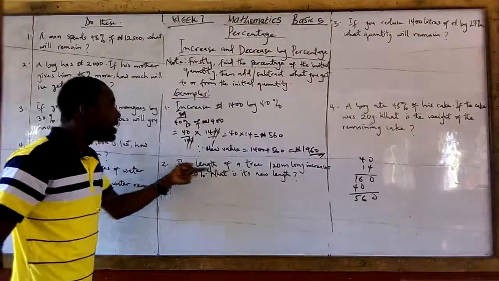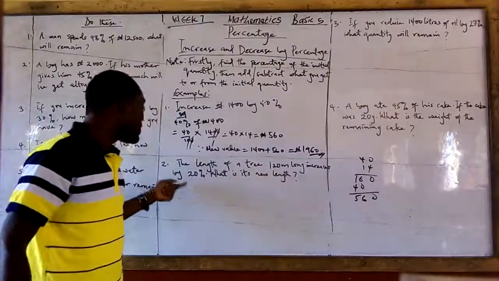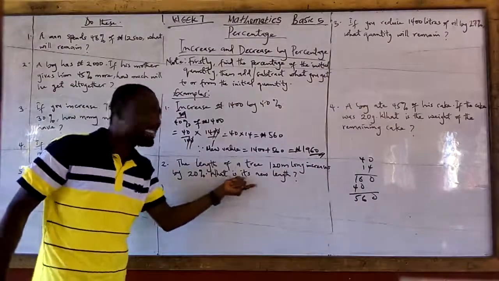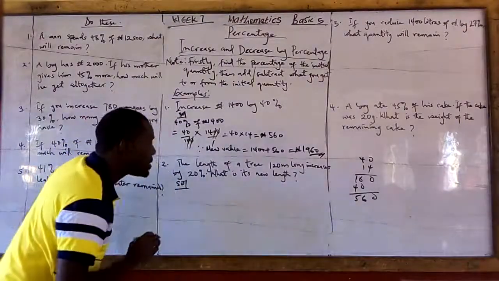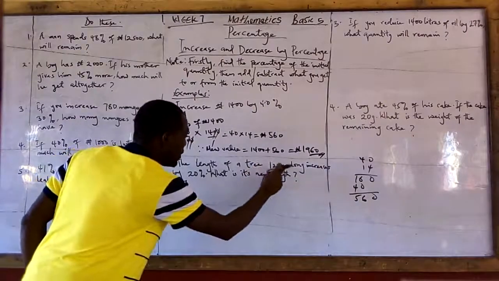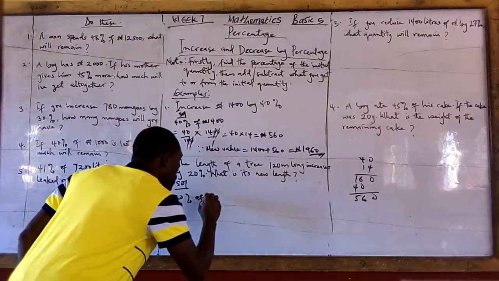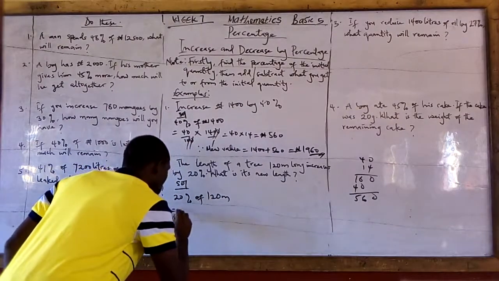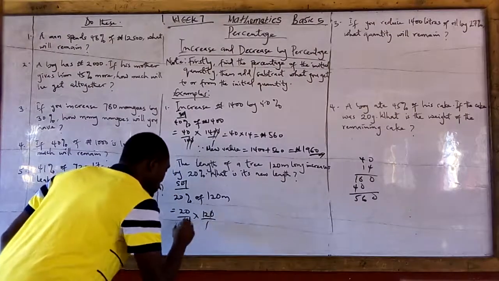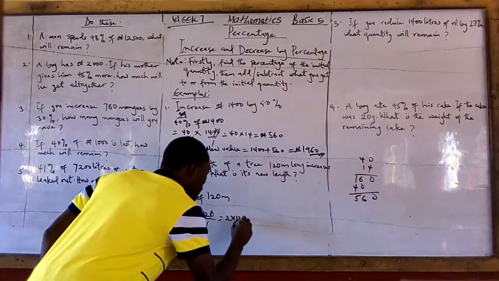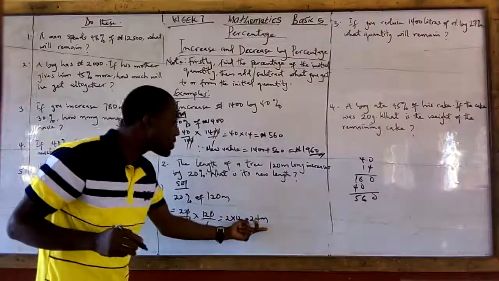Now, let's go to number 2. The length of a tree is 120 meters long. It increases by 20%. What is its new length? Now, solution. The value is 120 meters long, and the increase is 20%. That is 20% of 120 meters, which equals 20 over 100 times 120 over 1. 0 cancels 0. 0 cancels 0. Which equals 2 times 12, and it's going to give you 24 meters. That is the increment.